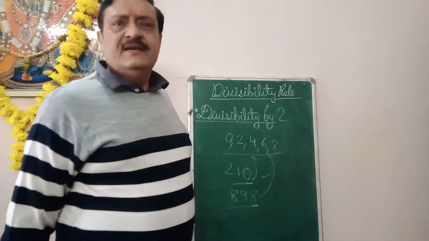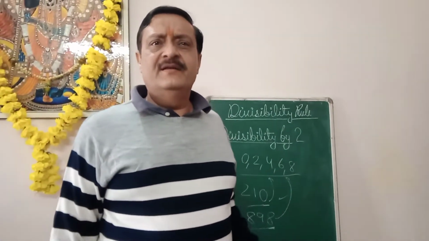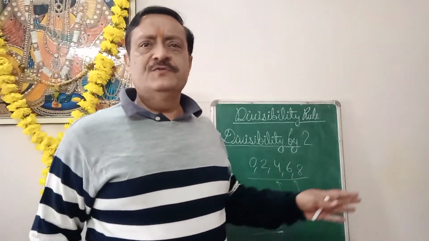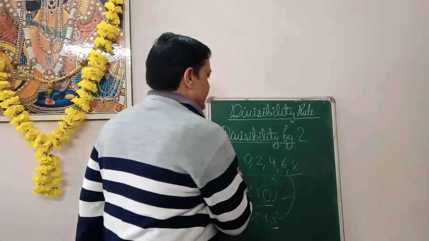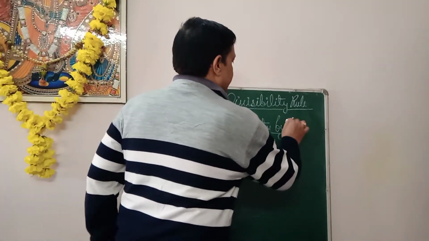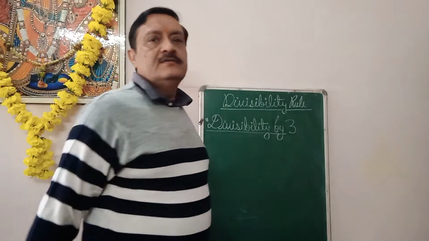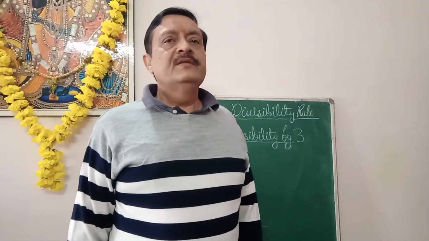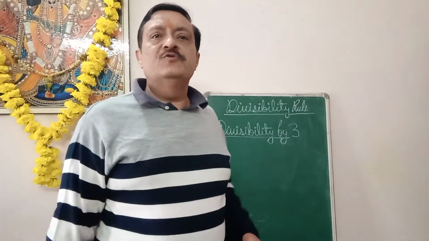I think it is quite easy and understandable, and many of you know this also. This was just to make a revision of it. Now understanding divisibility by 3. For knowing the divisibility by 3, what we will be doing? We will be adding the digits of the number to be divided.